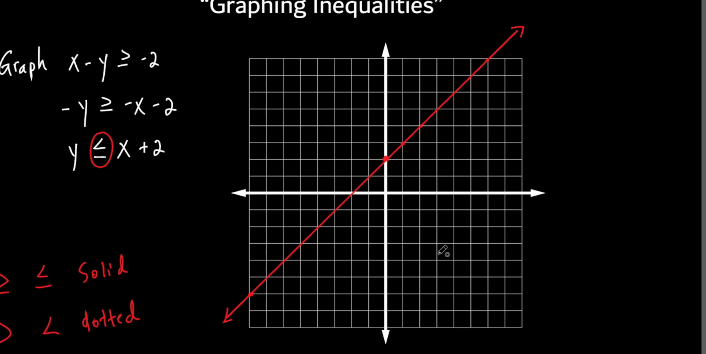Now, here's a hint. Here's the easiest point in this situation anyway. Here's the easiest point to pick. I would pick 0, 0, just because it's easy to do the math.